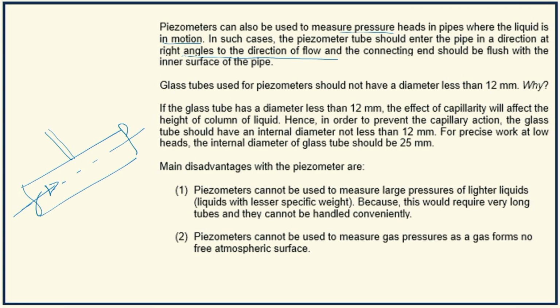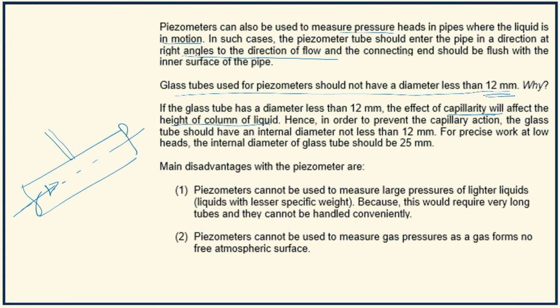Glass tubes used for piezometers should not have a diameter less than 12 millimeters. I told you it should have a minimum diameter, and the minimum diameter should not be less than 12 millimeters. Why? If a glass tube has a diameter less than 12 millimeters, the effect of capillarity will affect the height of the column of liquid. We want to measure the pressure head precisely. So if the diameter of the piezometer or glass tube is less than 12 millimeters, you will have the effect of capillary rise. So you will measure the pressure higher than what it actually is because of the capillary effect.